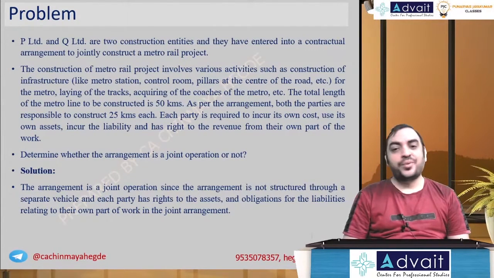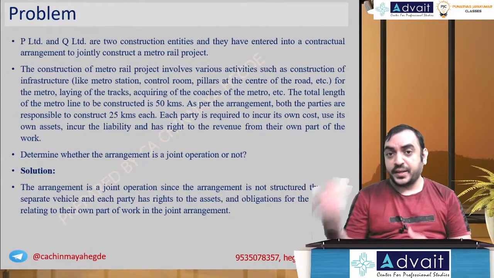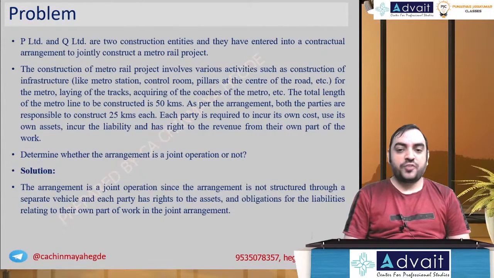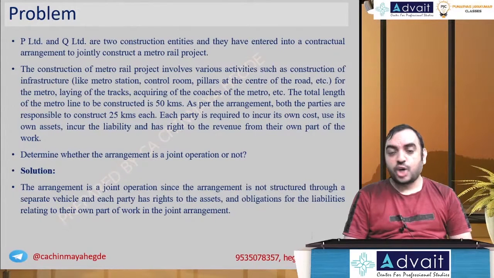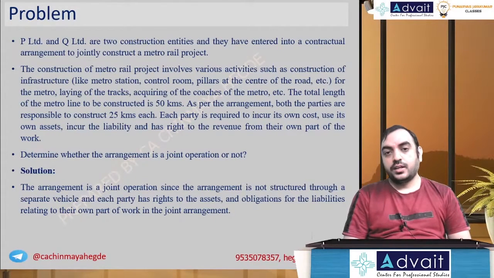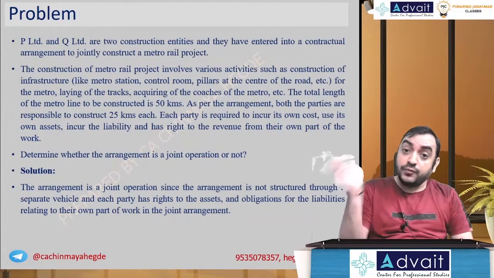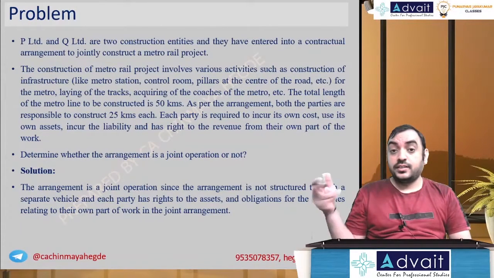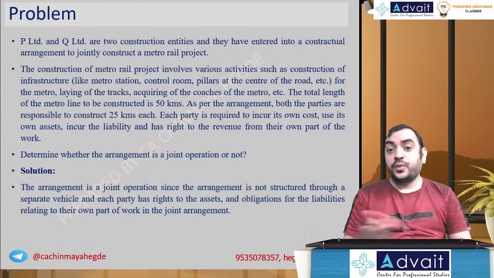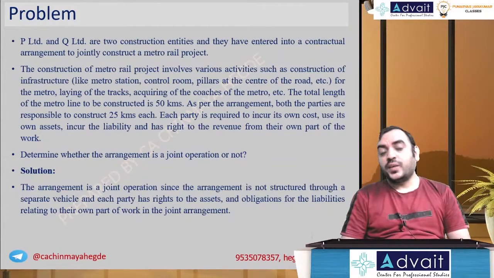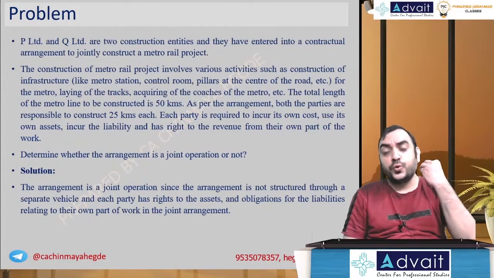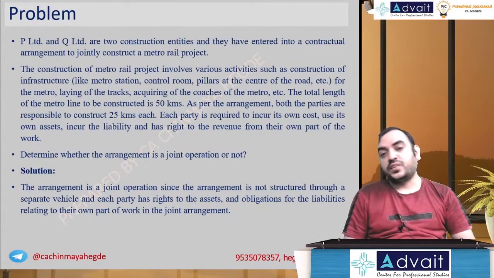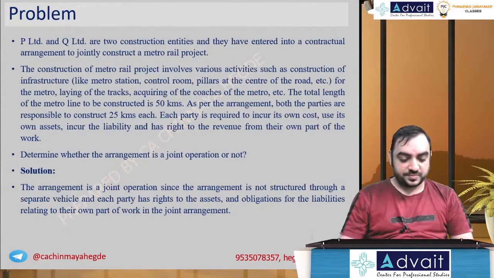First of all, there is no separate vehicle, no separate entity being formed. If a separate entity is not being formed, straight away you can say there is a joint operation. If there is a separate entity, then we look at more details of it. You may get a joint operation, you may get a joint venture. But when there is no separate entity, you don't have to look at anything else. Straight away you can say it's a joint operation.